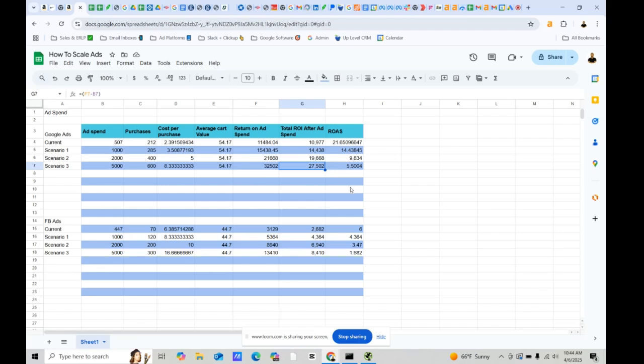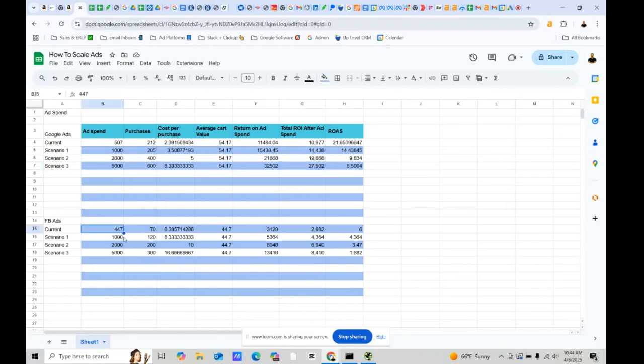Okay, so that's the scenario. So technically, the difference between this spend and this spend will be about $16,000 extra on the front end of cash collected after everything's said and done. Okay, so that's Google Ads. So let's go to Facebook ads now.